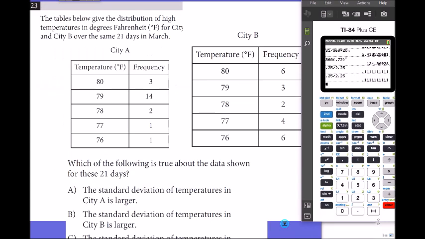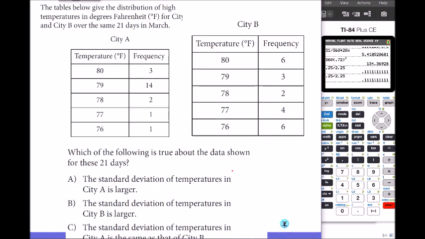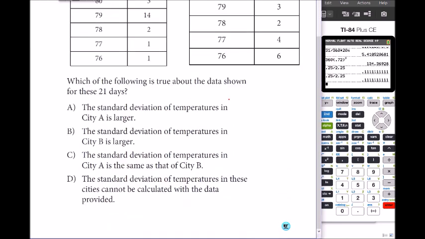23. The table below gives the distribution of high temperatures in degrees Fahrenheit for city A and city B over the same 21 days in March. Okay. So which of the following is true about the data shown for these 21 days? So as you can see here, it's talking about the standard deviation. So what is standard deviation? It's a measure of how far the data set values are from the mean, from the average.